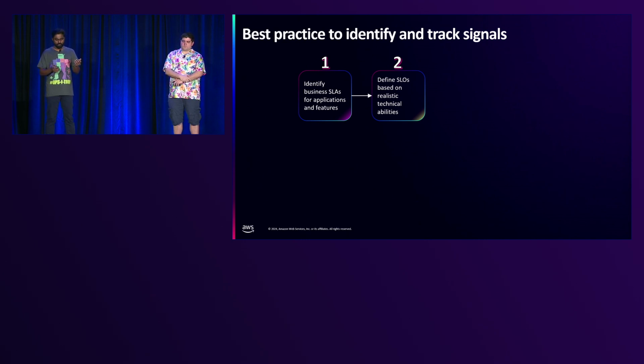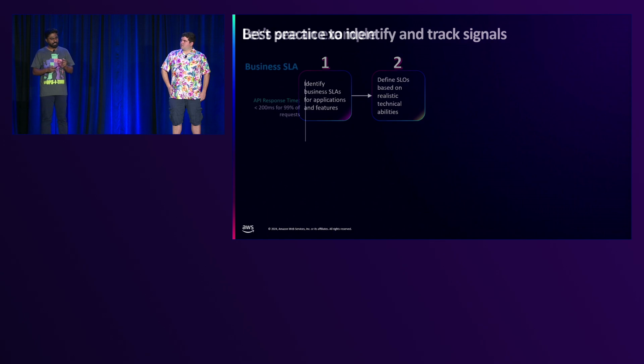How do you know what your realistic technical abilities are? At the beginning, when you start working on it, it may be hard. So we suggest that you go with industry standard. But you will notice that as we move through this process, you can get more accurate and more predictable, right? So let's see an example for this.